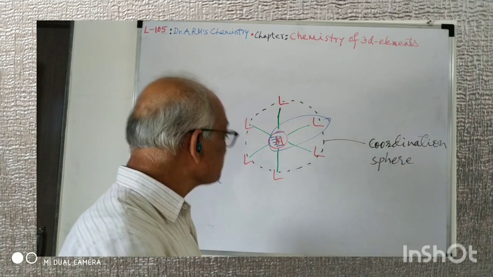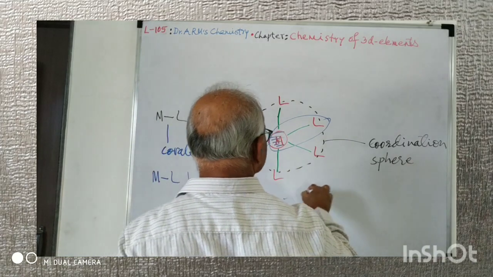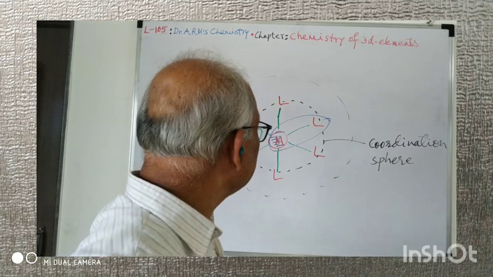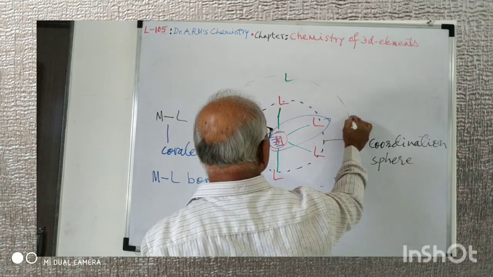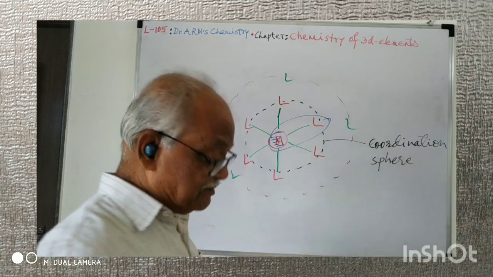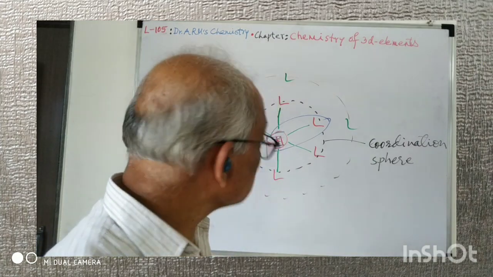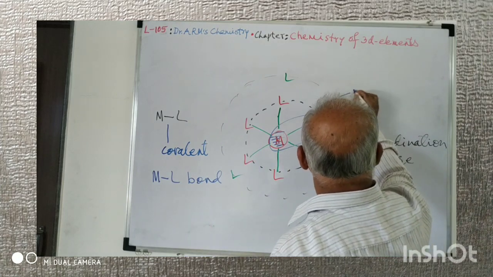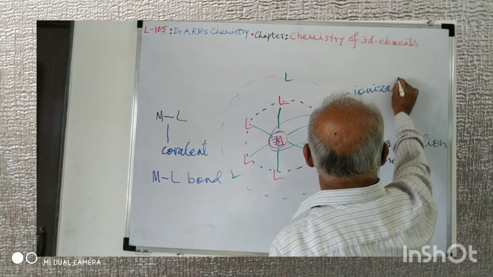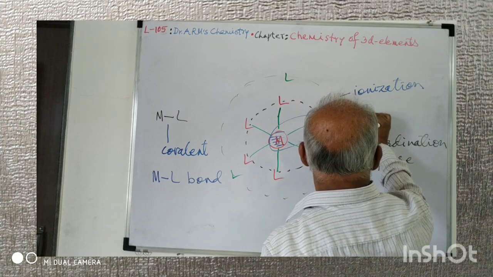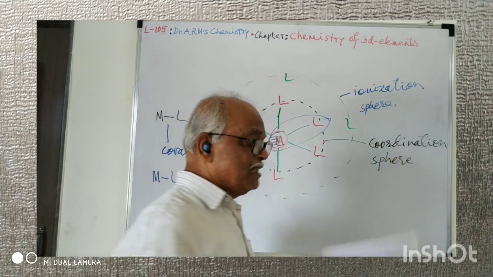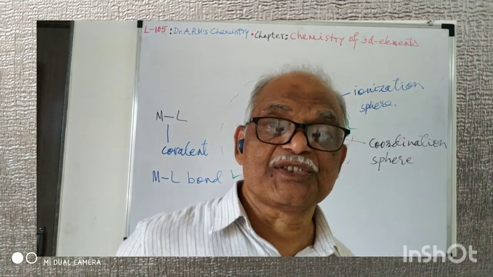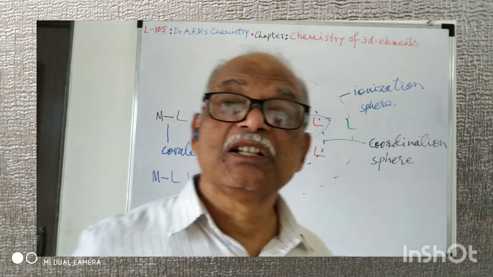And there is another sphere of attraction like this, in which there are still some ligands. See, there are 3 ligands, for example. So this sphere of attraction is called the ionization sphere, where some ligands are present in order to neutralize the charge existing on the ionic species.